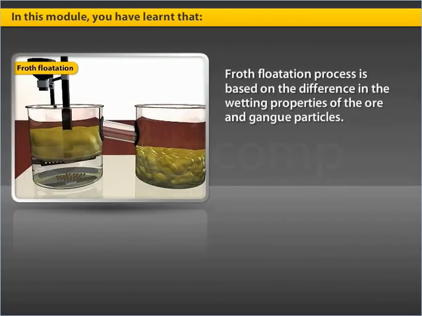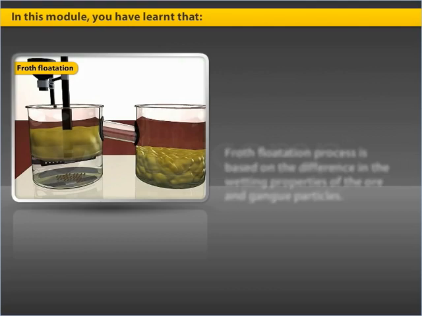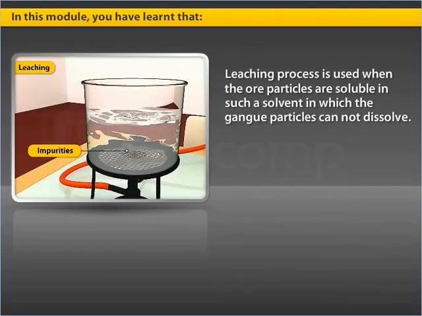Froth flotation process is based on the difference in the wetting properties of the ore and gangue particles. Leaching process is used when the ore particles are soluble in such a solvent in which the gangue particles cannot dissolve.